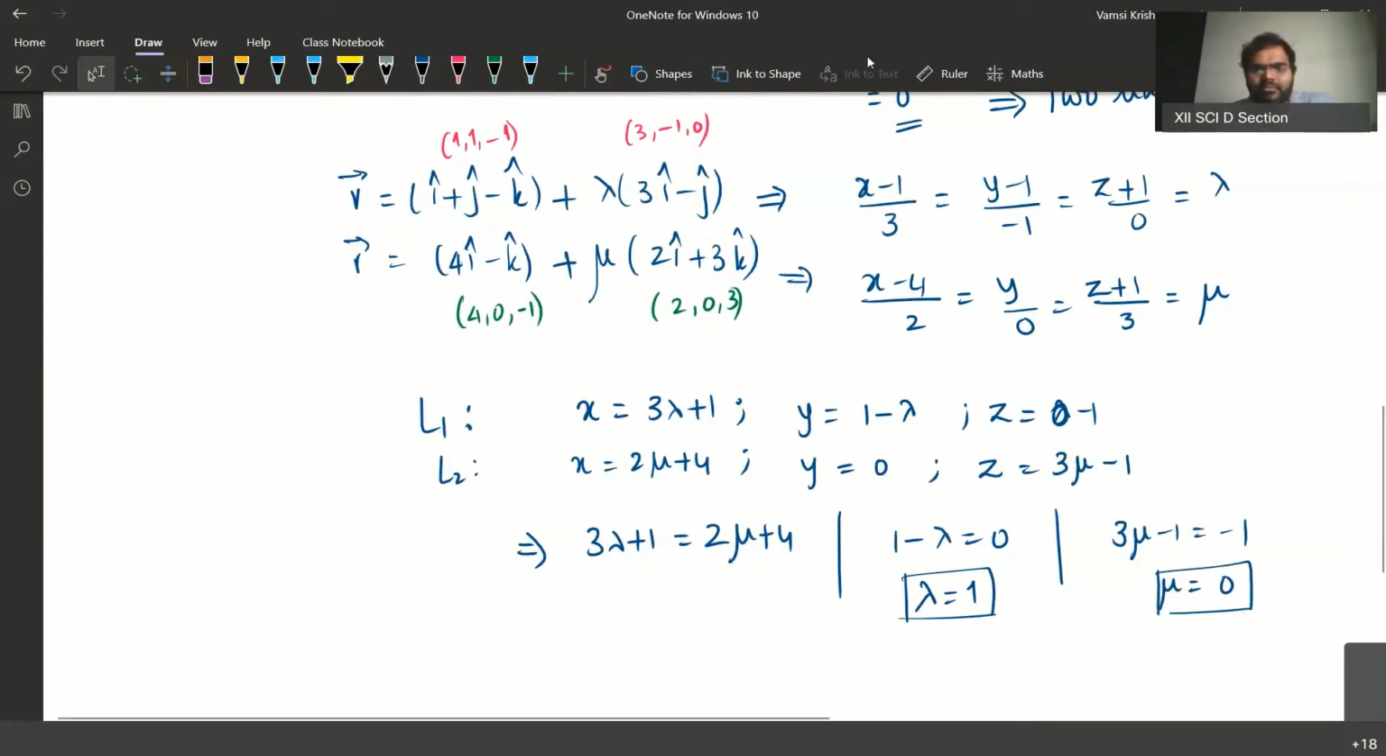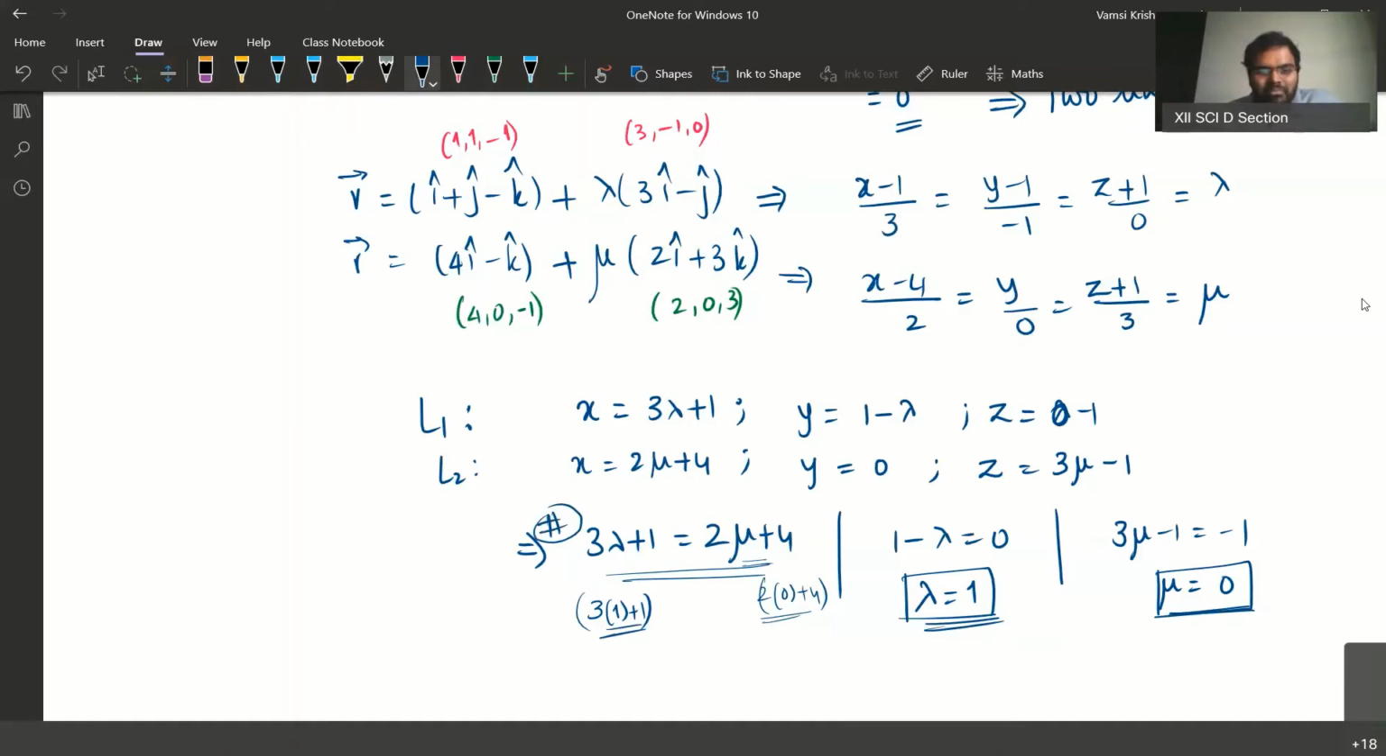If lambda is 1 and mu is 0, you have to also see if the remaining equation is getting satisfied. If I put lambda as 1, I get 3 times 1 plus 1. And mu is 0, so 2 times 0 plus 4. Both the left hand side and right hand side are equal. This will only happen if both lines intersect. If both lines don't intersect, whatever values of lambda and mu you get might not satisfy the third equation. So you might end up in that case.